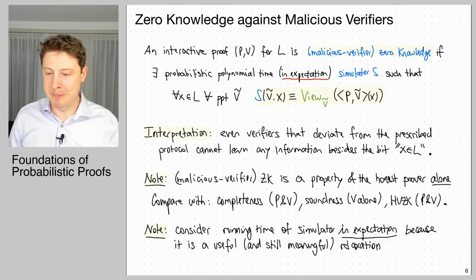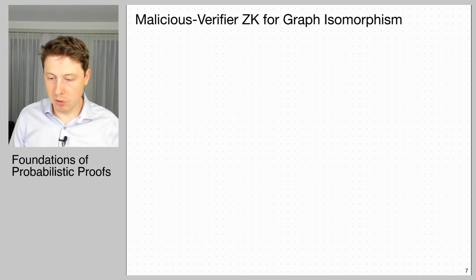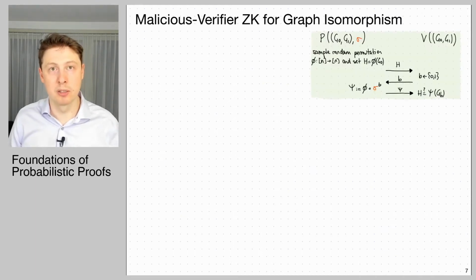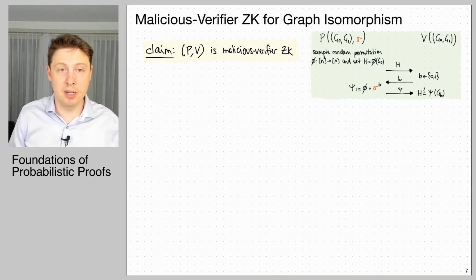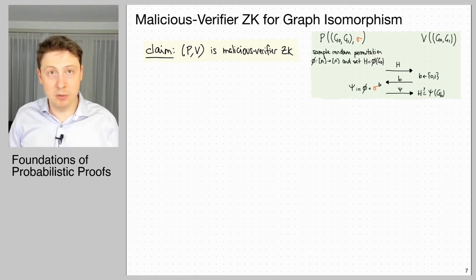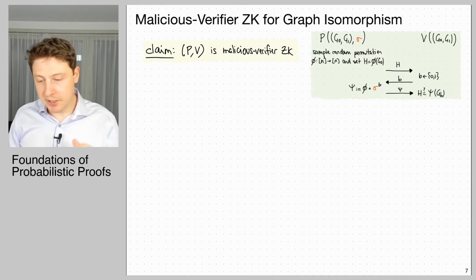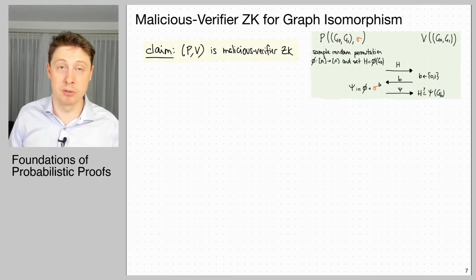Okay. So we have a definition. Let's try to work with it. We will go back to the same protocol as before and show that, in fact, it is also malicious verifier zero knowledge. This should not be taken for granted. There are plenty of protocols that are just honest verifier zero knowledge, and they're not malicious verifier zero knowledge. Now, this particular one that we've already analyzed for honest verifier zero knowledge happens to satisfy the stronger notion. How convenient, right?